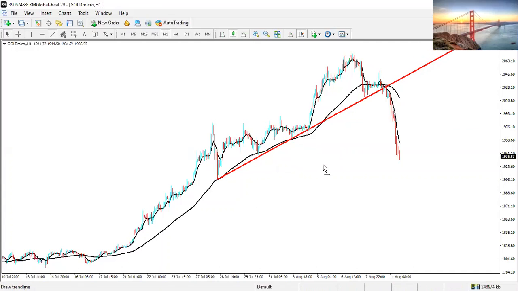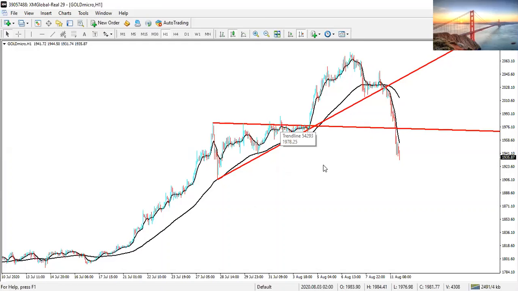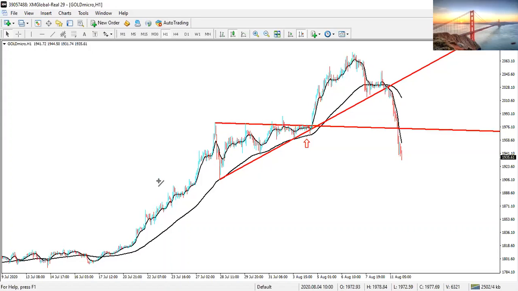So this was around Wednesday, Thursday. So I got in here, right there where I've put the arrow. Let's break it down now that we're on the live chart. You can see that we've been in an uptrend since the 17th of July. So price pushed up, price pushed up, price pushed up.